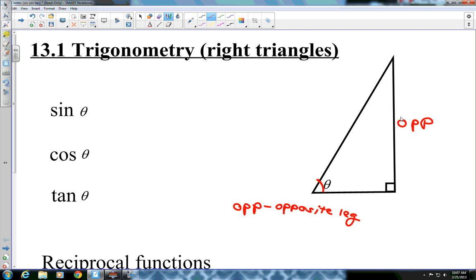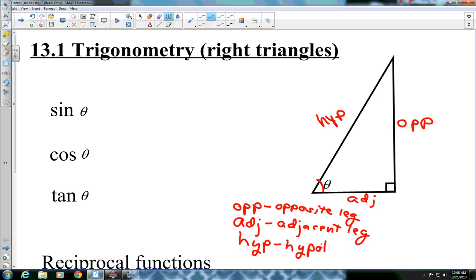I look at the other leg of my right triangle. It's the one that is touching the angle. So I'm going to label that ADJ for adjacent leg. And then the third side of the triangle is the hypotenuse. I'm going to label that HYP for hypotenuse. So those are the three sides as they relate to our trigonometric functions.